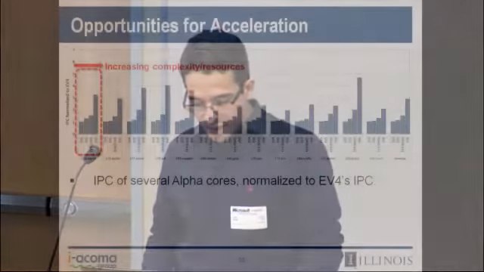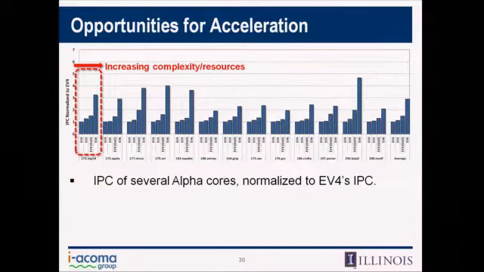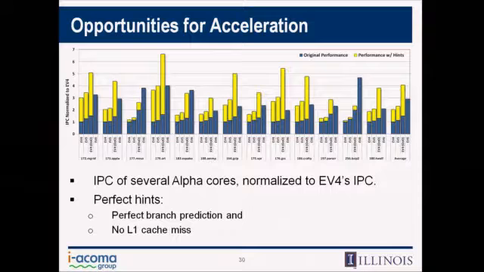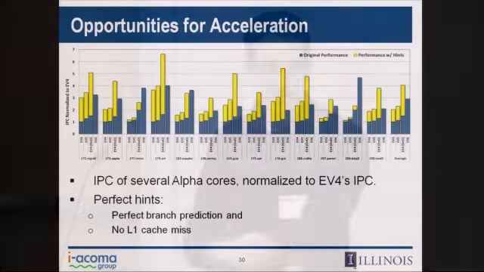From left to right, the complexity of the core increases and it needs more resources. We're going to use the first 3 as different alternatives for our animator core and see how much performance we can get by providing perfect hints. Perfect hints means that we're going to have perfect branch prediction and no L1 cache misses. This yellow bar shows how much performance it's going to get.